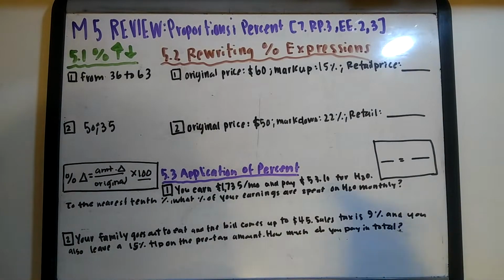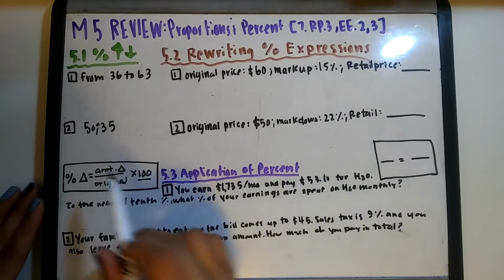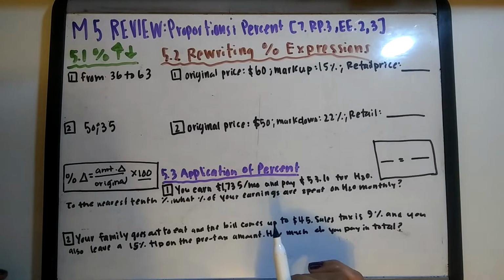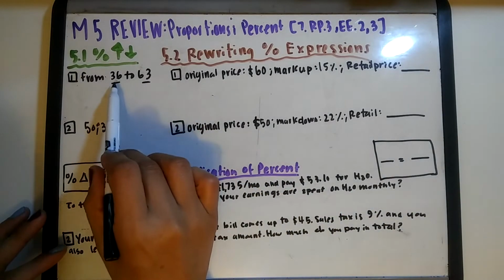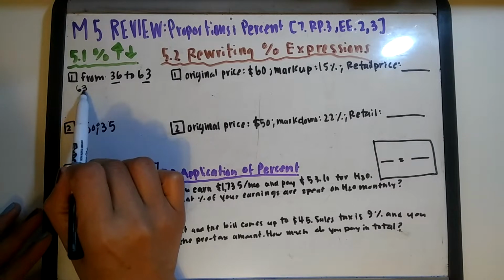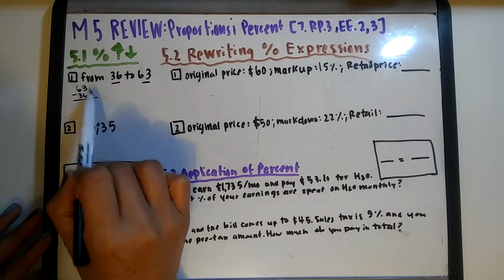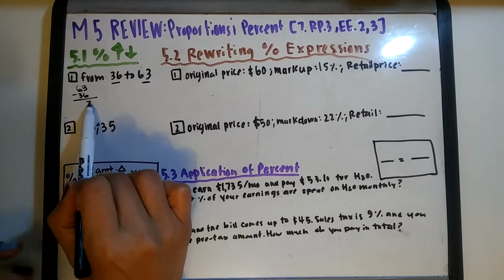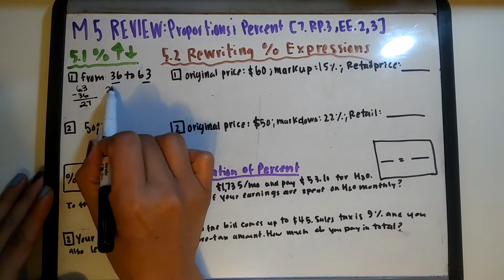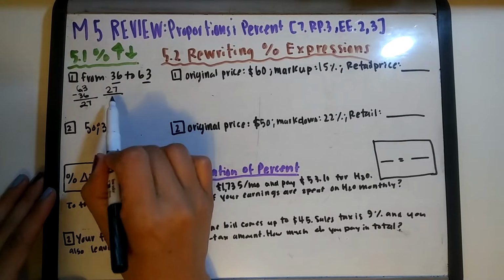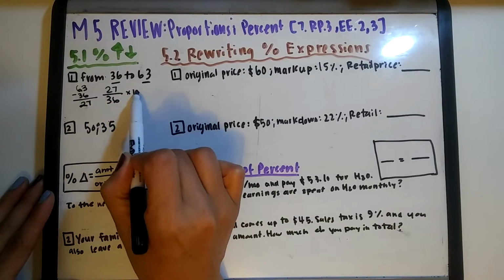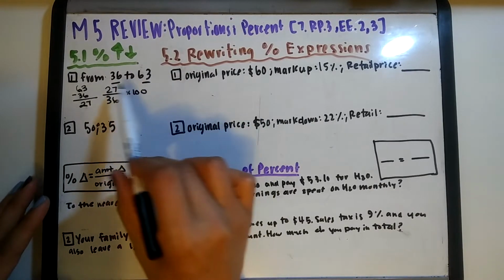Okay, so we're going from 36 to 63. The first thing I need to do is find the amount of change. So how much did it change? That means difference, therefore it is subtraction. So then I subtract the smaller from the bigger number. So I'll go 63 minus 36, which is 27. So the amount of change is 27. So I'm going to say 27 over the original, 36, and then I'm going to multiply that times 100.